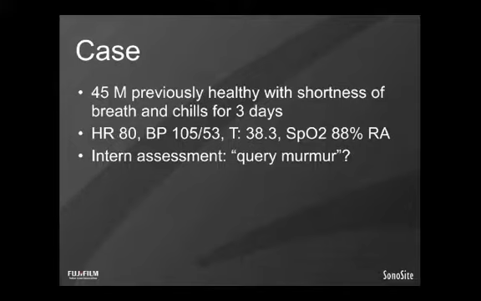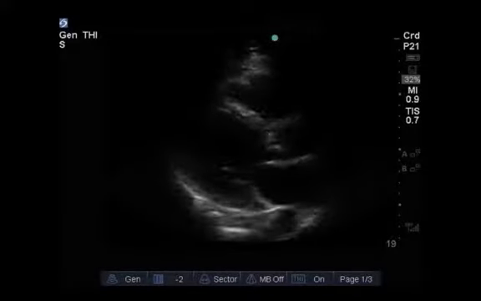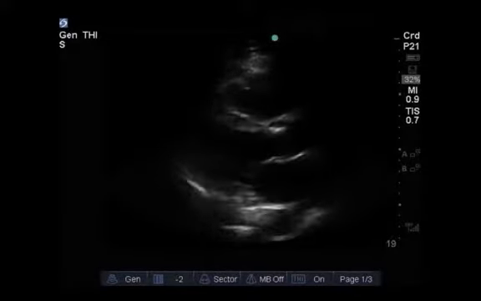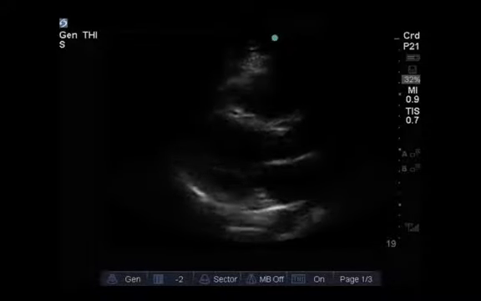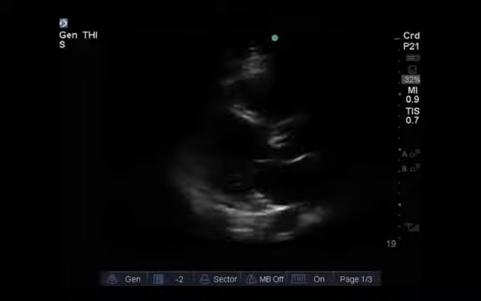Let's now talk about a couple valvular cases. The first case is a 45-year-old male, previously healthy, with shortness of breath and chills, who presents to your emergency department with the vital signs below that are somewhat non-reassuring, febrile with some hypoxemia. The intern assesses the patient and presents to you a stethoscope finding of a possible murmur. Acknowledging that a murmur is generally caused by a valvular condition, you now apply your echocardiographic skills and inspect the valve.